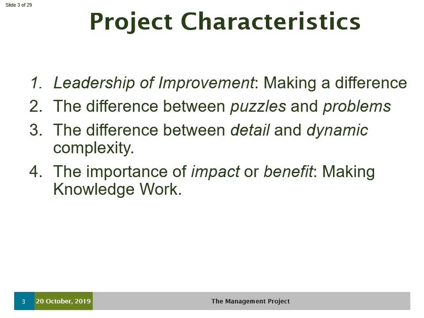A classic example of a dynamically complex issue is crime. If crime is repressed in a particular area of a city, all that happens is it is displaced. It isn't solved. Thus, putting extra resources onto the street merely displaces the problem, it doesn't solve it. Finally, there is the importance of impact or benefit. It's about making knowledge work, which is the motto of the university.